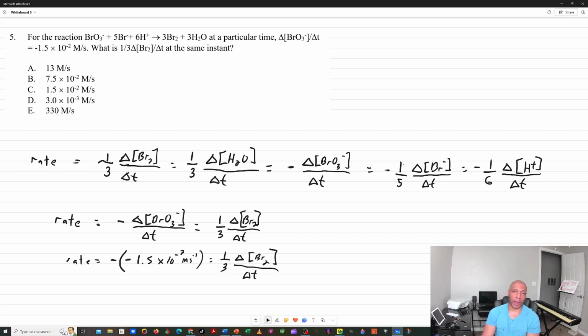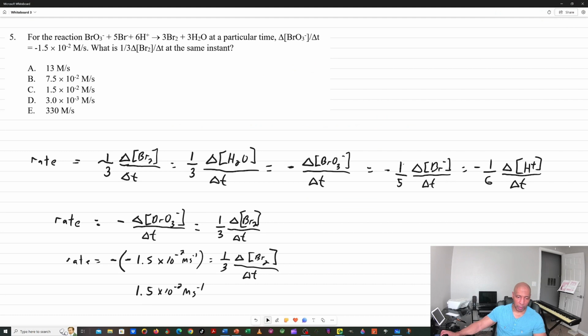All right. Okay, now they want us to find the 1/3 of the change in my bromine concentration with respect to time. So you mean all I have to do is take the negative of a negative and get a positive? So I'm going to get the same number, 1.5 times 10 to the negative 2 moles per liter per second. Yeah, that's what you get. So the answer is 1.5 times 10 to the negative 2 moles per liter per second, right there. But in order to get that, I did have to write out these equalities. So it's just algebra. That's all it is.